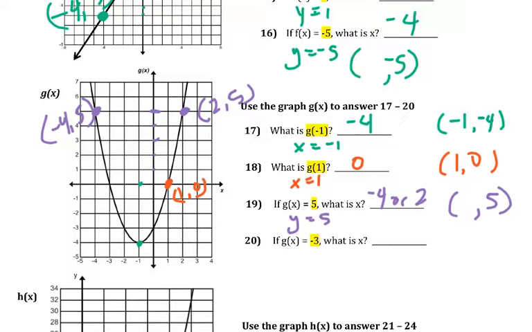Now that's still a function because I can have negative 4 be assigned to 5 and 2 be also assigned to 5, and that's not a problem. So it still is a function.